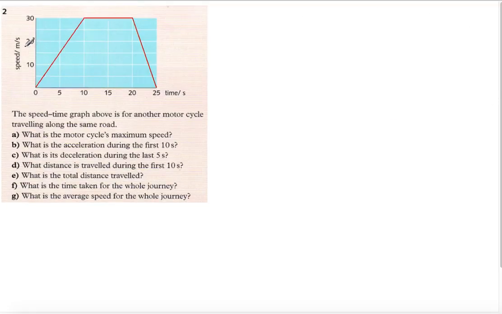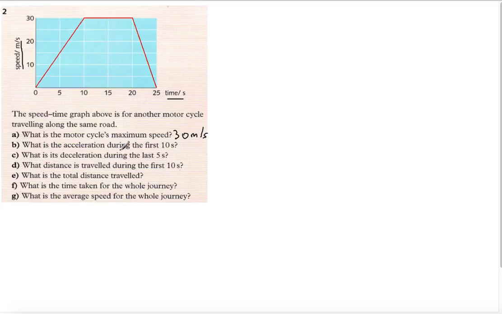In question 2, our graph is a speed versus time graph. The speed-time graph above is for another motorcycle traveling along the same road. What is the motorcycle's maximum speed? When we look at the graph, the maximum speed that the graph reaches is 30 meters per second. So the maximum speed is 30 meters per second.